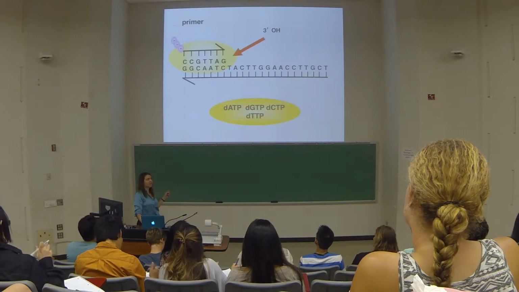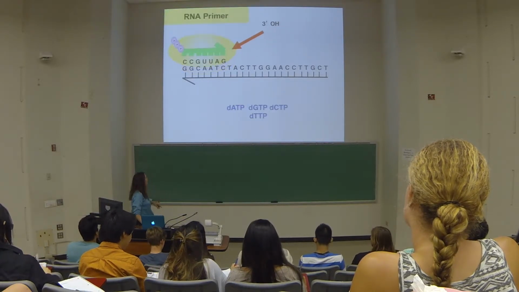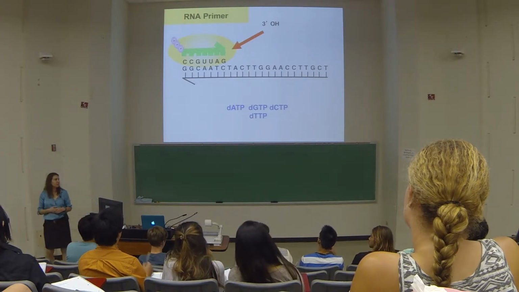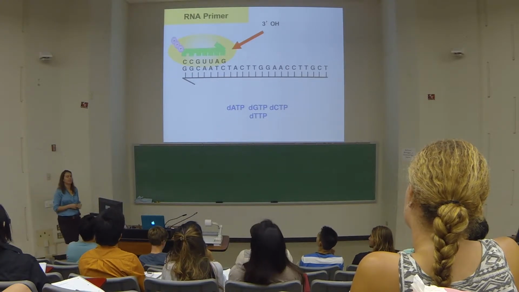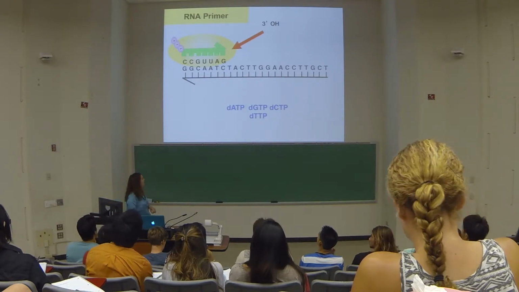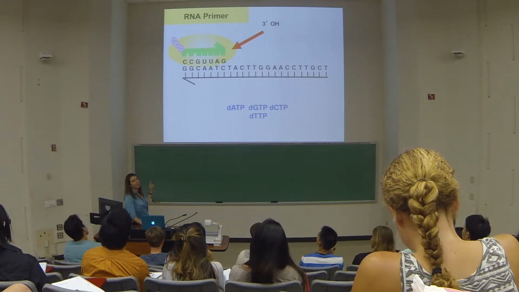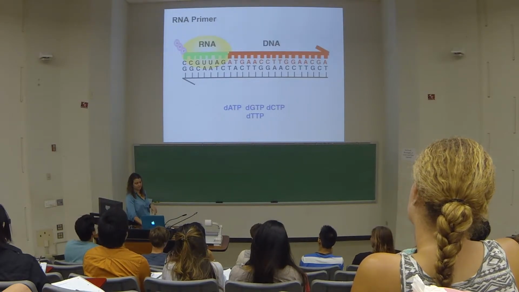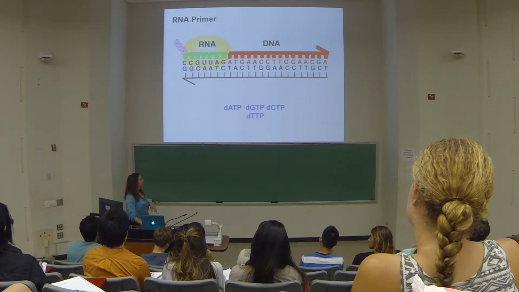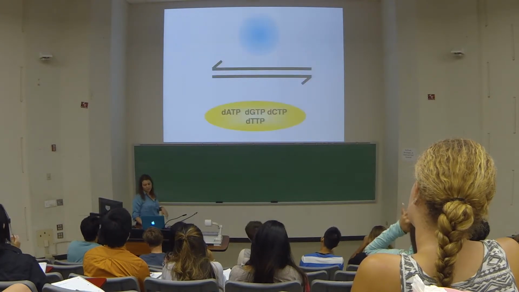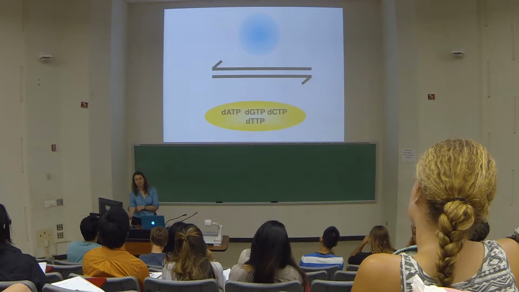All right, that's what it looks like in the test tube. DNA, we're replacing that in the cell with an RNA primer provided to us by an enzyme called primase. All right, it serves the exact same function. It provides a free 3' hydroxyl group for polymerase. All right, so those are the basic enzymes we need for replication in the cell.